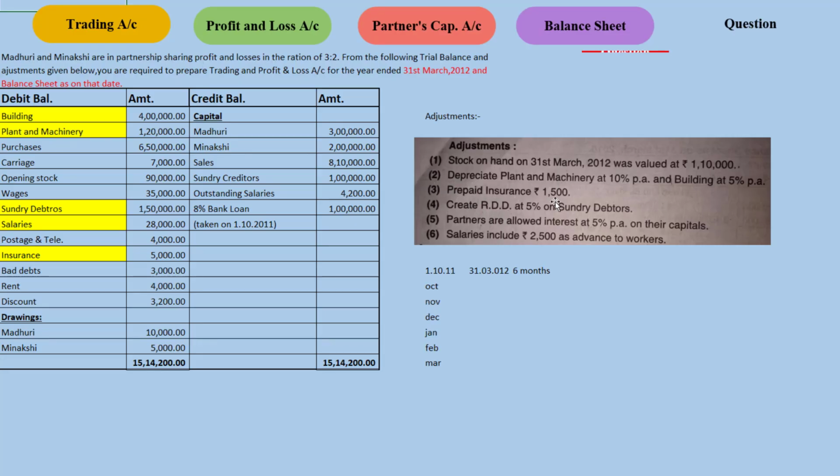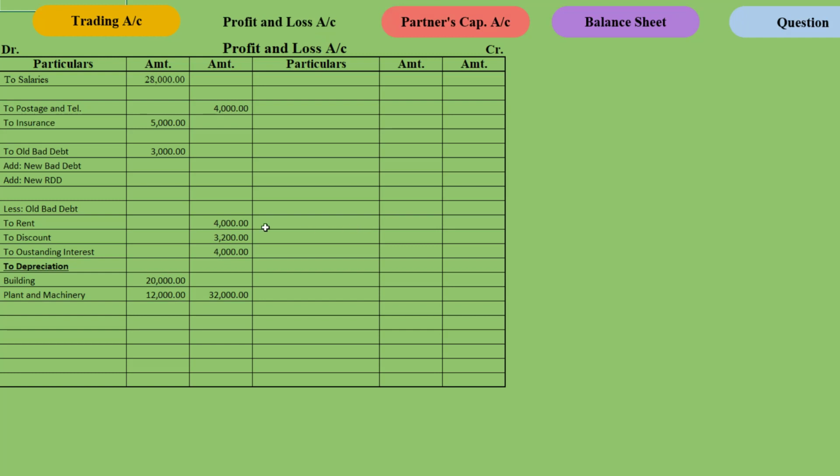We have done second effect of adjustment number 2. Adjustment number 3, prepaid insurance 1,500. So where is insurance? It is in profit loss account. Here is the insurance. Since it is prepaid, it has to be deducted. Prepaid means related to the next year. That has to be deducted. It will be written in this way: prepaid insurance 1,500 is equal to 3,500.